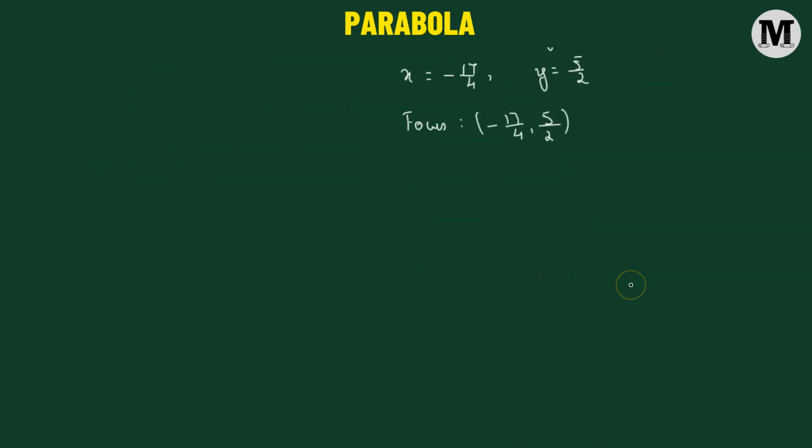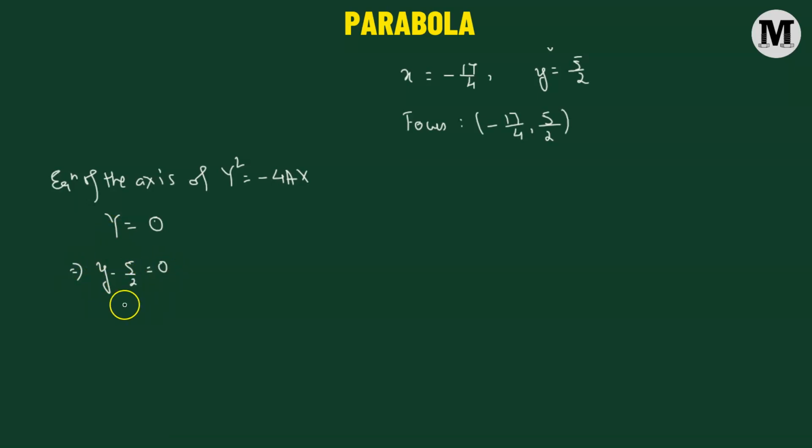Now we'll try to find the equation of the axis. We know that the axis of the parabola y squared equals negative 4ax is the x-axis itself. That means its equation will be Y equals 0. Now we have chosen the value of the uppercase Y as y minus 5 over 2, which equals 0. So y will be equal to 5 over 2, and this is going to be the equation of the axis.